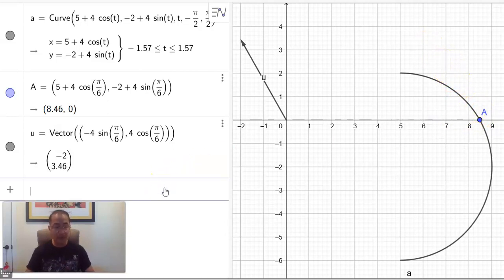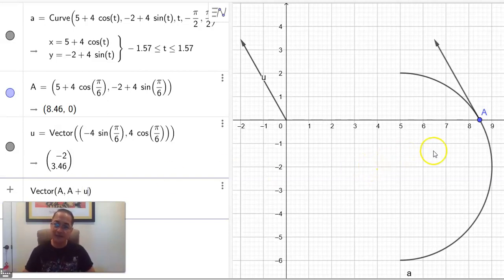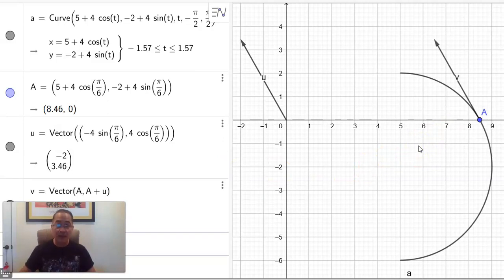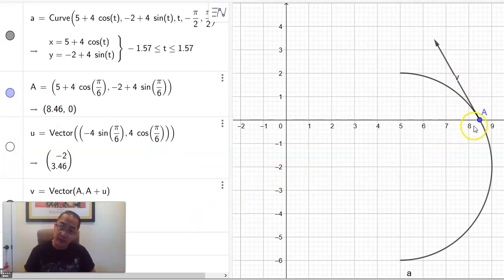So one thing you can do is you can say vector from point A to point A plus U. Ooh, okay, so there it is. Now that it's there, we can hide that vector, and you will still see that tangent vector. If you look this way, it does look like it's just kissing the circle at that point.